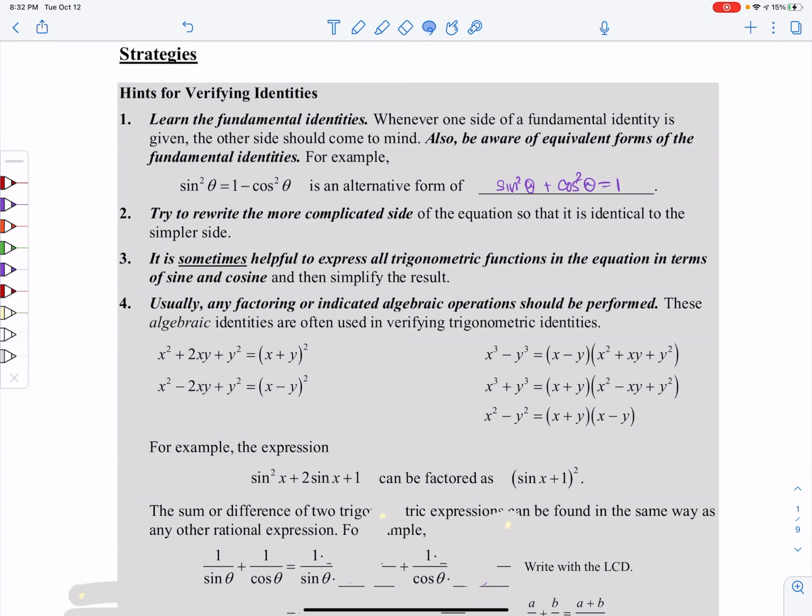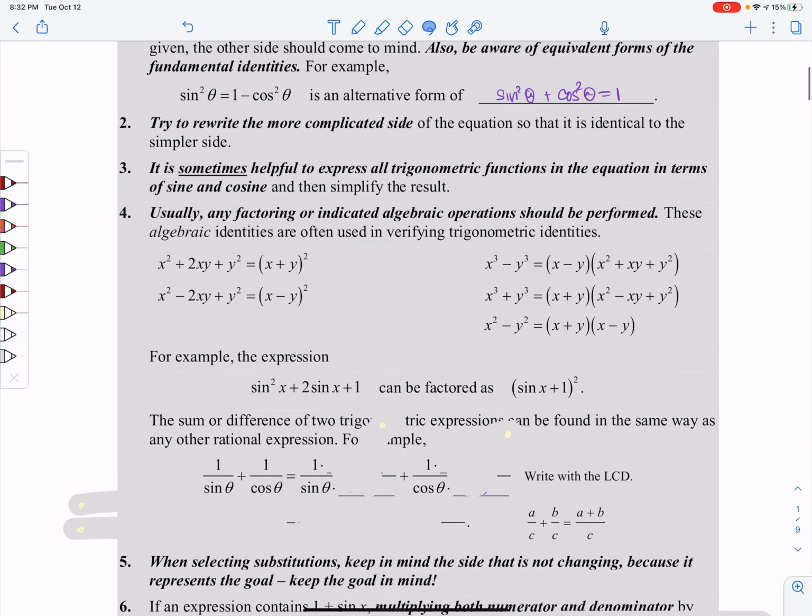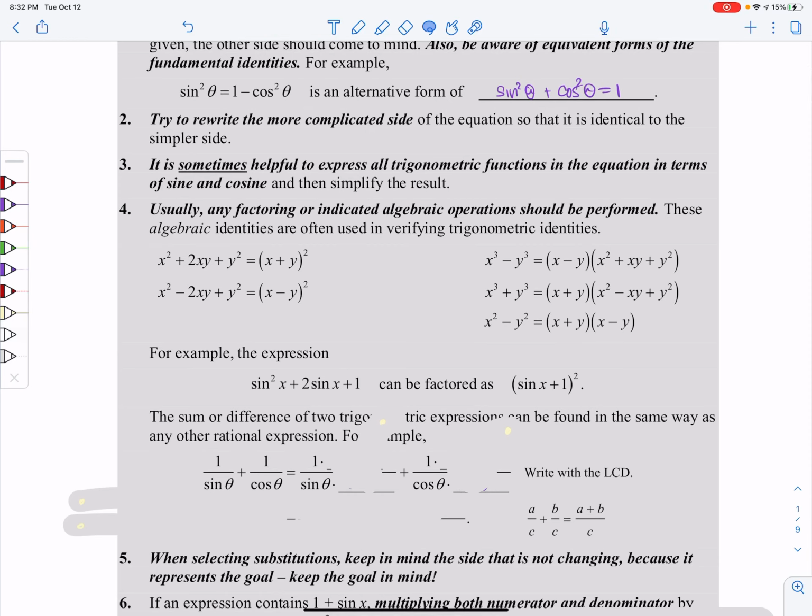So when you're looking at something like this trinomial, we know that it factors to x plus y quantity squared. Or x squared minus y squared is the difference of two perfect squares. You know that that's x plus y times x minus y. So just being comfortable with factoring when necessary. And here's an example of that. If you saw sine squared of x plus 2 sine of x plus 1, this can be factored by using, again, this concept right here. So factor when you can.